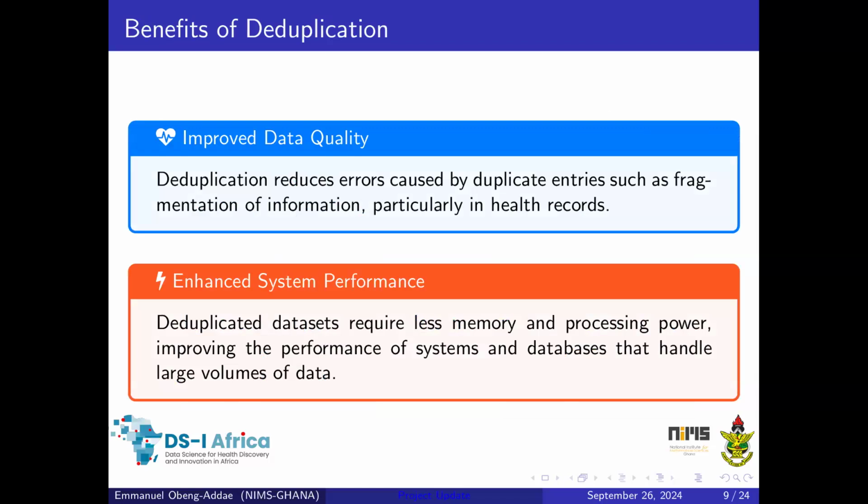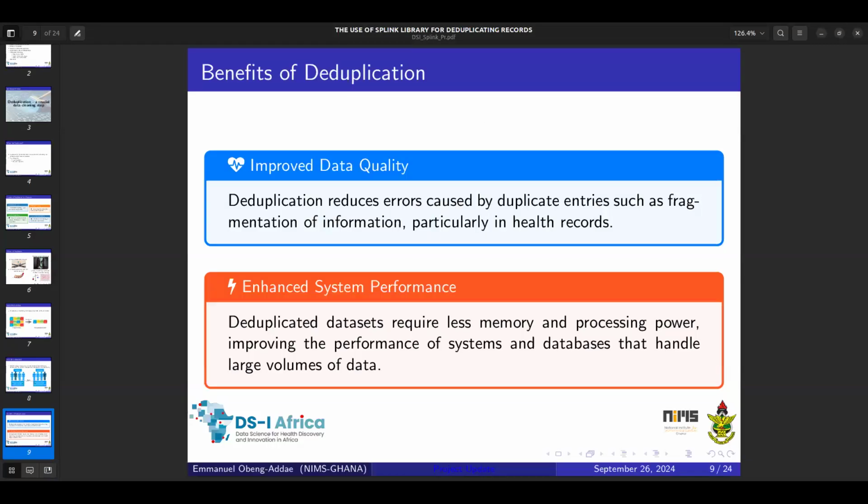Firstly, it improves the data quality. So when we handle duplicate records, errors such as fragmentation of information are handled. And when I talk about fragmentation of information, I'm referring to where we have non-exact duplicates. For instance, in health records, where let's say a patient presents on the first day and on the 7th day, and the information that's gathered on each of these days is different. So if we lose track of the fact that the patient that presented on day 7 is the same person that presented on day 1, we lose that very critical information. And so when we do the deduplication, we improve this.